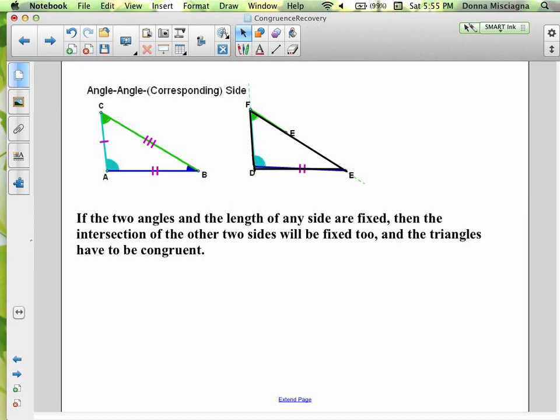And I keep getting the same triangle over and over again. That's why angle side is enough to prove triangles congruent. Because once I fix those two angles and a side, all I can do is just connect the points. That's it. So if two angles and the length of any side are fixed, then the intersection of the other two sides will be fixed too, and the triangles have to be congruent.